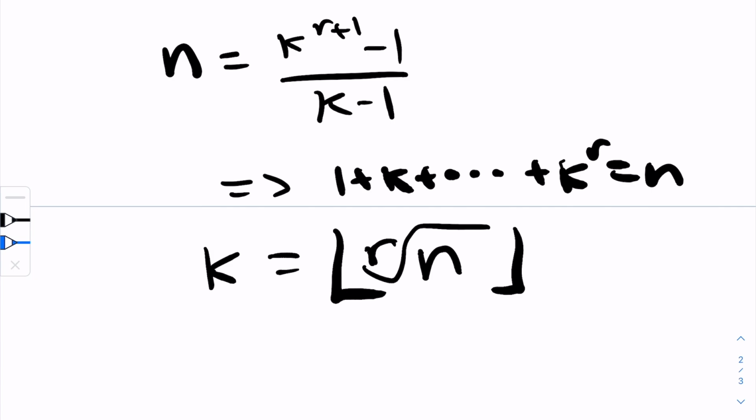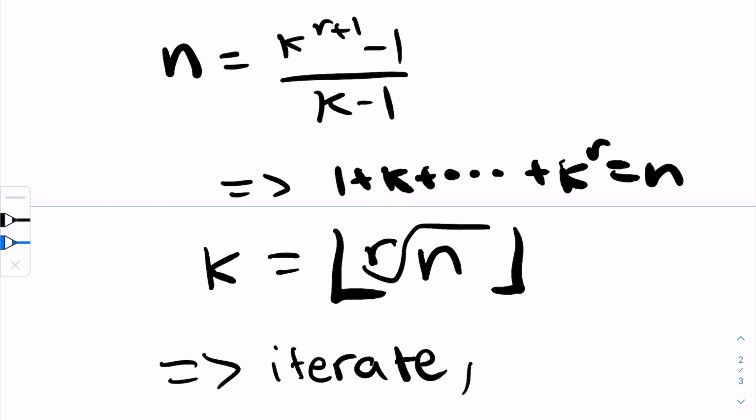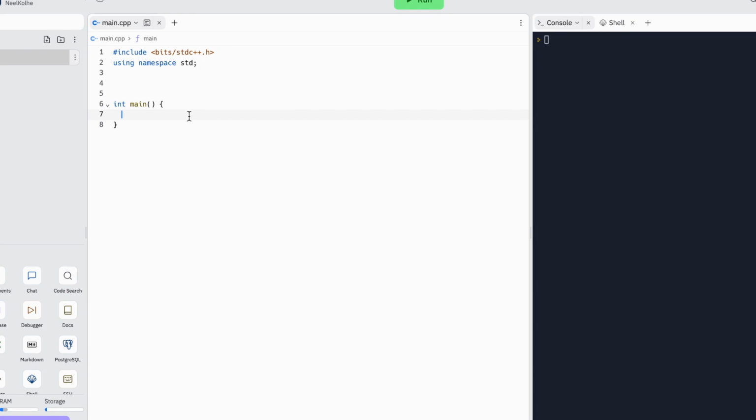Thus, an algorithm here is to iterate through only exponents. And since 2 to the power of 64 is greater than 10 to the 18th, we only really need to deal with 65 exponents. So to find what n are possible, we only need to take the rth root of n at each step. And then we're done. Now let's code this problem up.